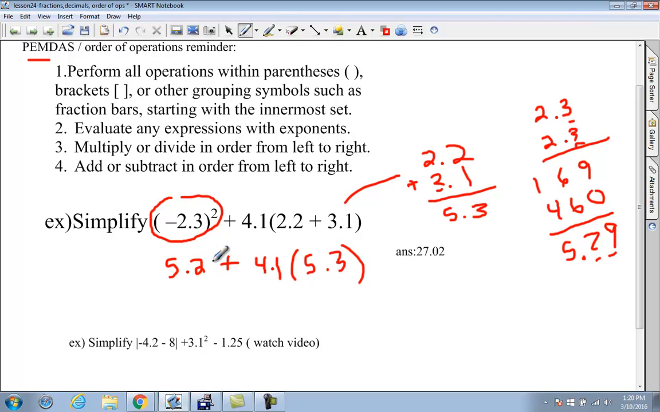So now here's the kicker. We have 5.29 plus 4.1 times 5.3. How are these two connected? They're connected by multiplication. And see, the thing is, when you think about PEMDAS, multiplication dominates addition. You've got to take care of that first. So now you go off on the side and you think about what 4.1 times 5.3 is.